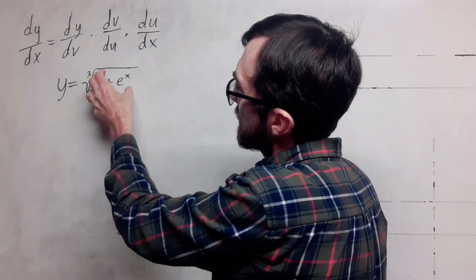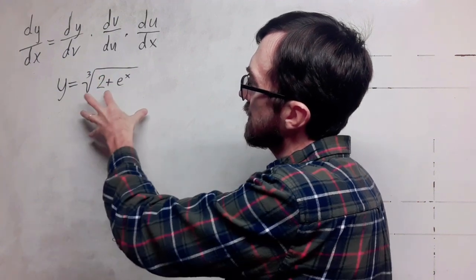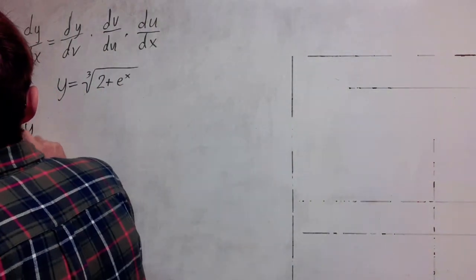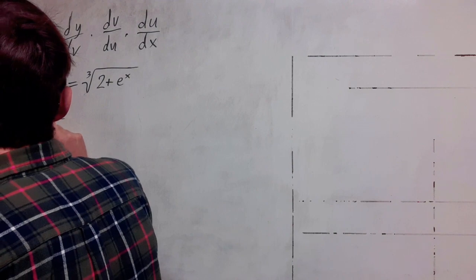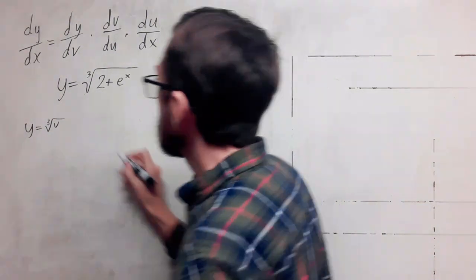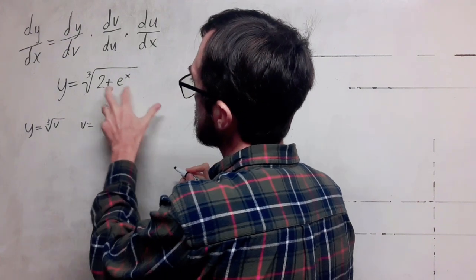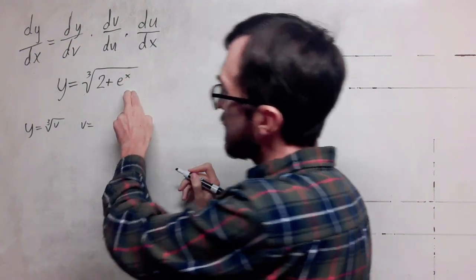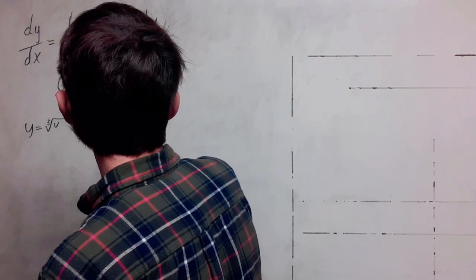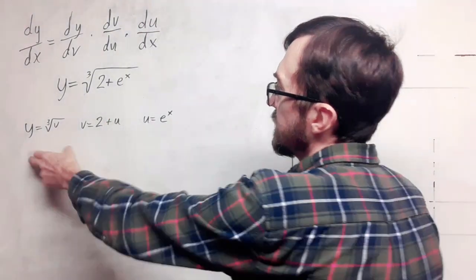I want to recognize that if I take this piece out of what I'm taking the cube root of, then this will stand alone as a function. So we could say that y is the function, the cube root of v. And the function v can be 2 plus this. I'm going to take the e to the x out as its own function. So this is going to be 2 plus u. And then I'm going to say that u is e to the x. So I have these three functions.